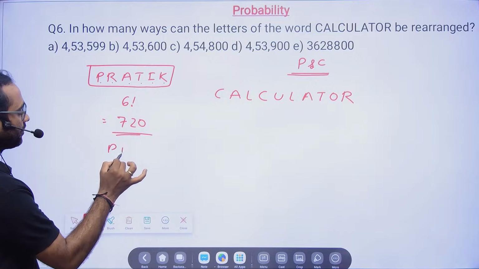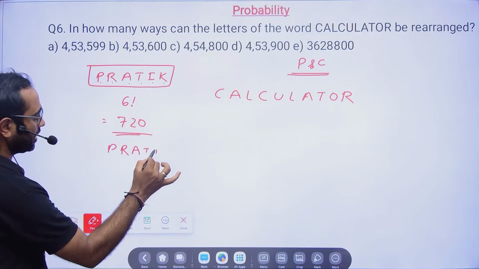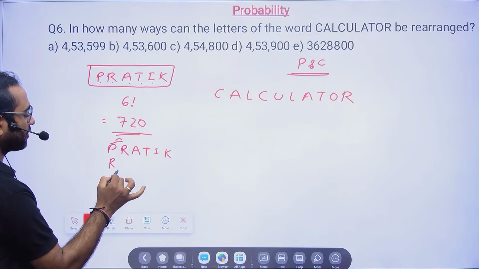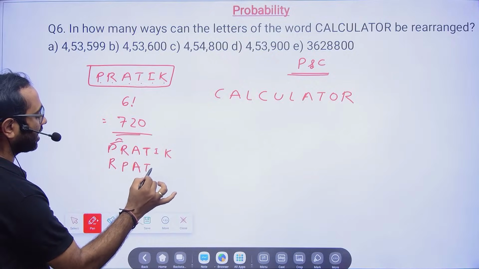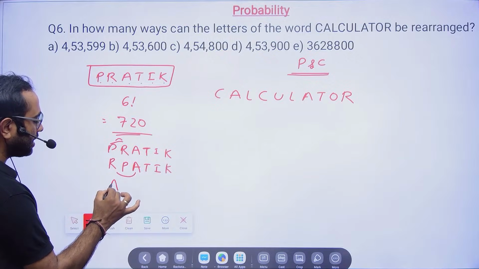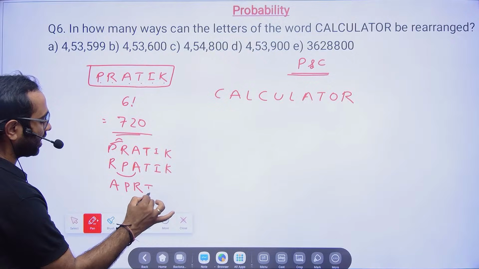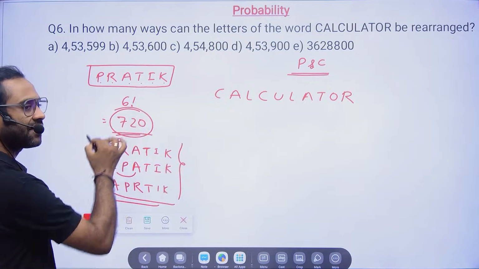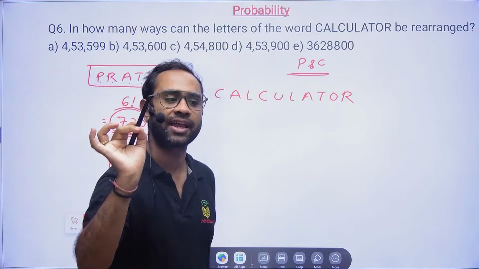See, the meaning is, if you have a word PRATIK, this is one word. Now R and P I will shift, so it will become RAPATIC. Again, I will bring A here and R there, then APRETIC. So like this, in how many ways can I arrange? Sir, 720 words I can get.